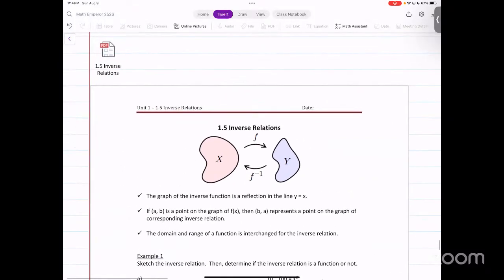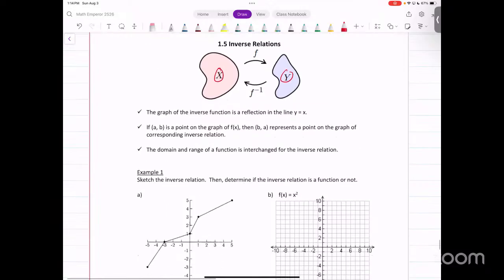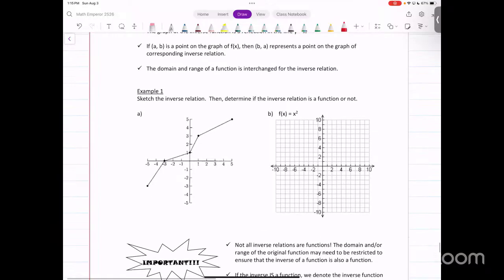You guys have seen inverse functions before. The way an inverse function works, if you have an x in the domain, you get a y, and you use the y to get the x, that's the inverse function. The graph of the inverse function is a reflection of the original graph in the line y equals x. If (a, b) is a point on the graph of f(x), then (b, a) represents the corresponding point on the graph of the inverse. So let's go back to sketching the inverse relation.